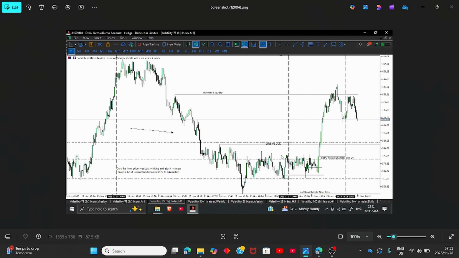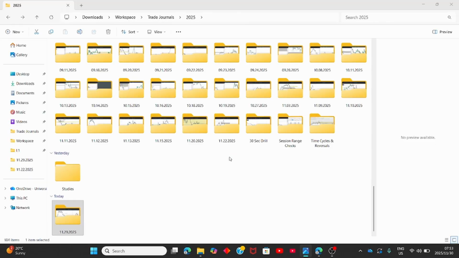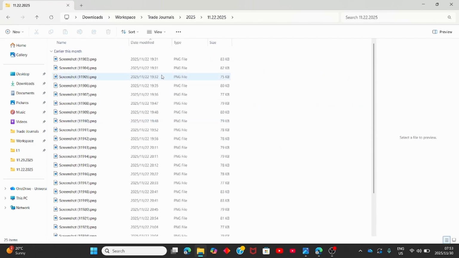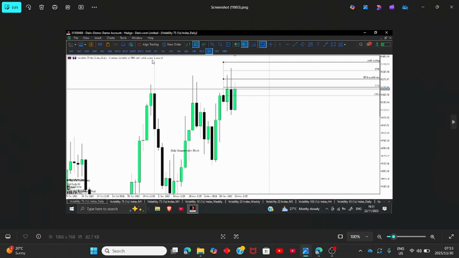So I've given you a bullish scenario. Now I'm going to show you a bearish scenario that I engaged in just recently. So we're going to go back to the trade journal. So this is the month 11, on the 22nd of November. That is the general case study that we're going to be looking at, right? So let me just pull this up.